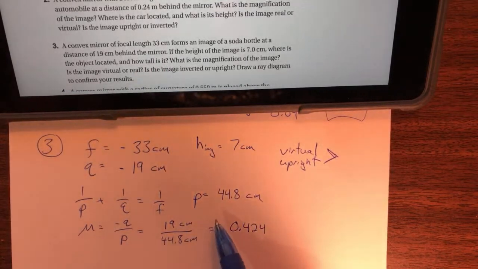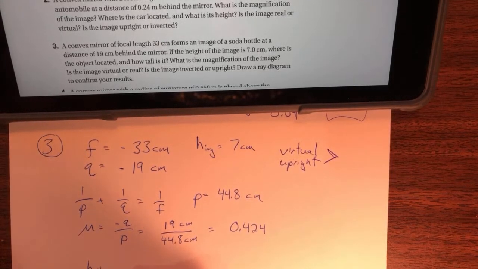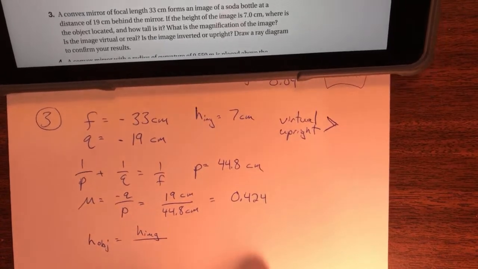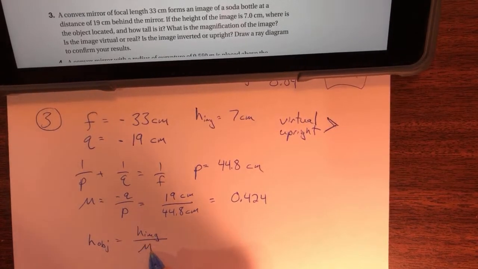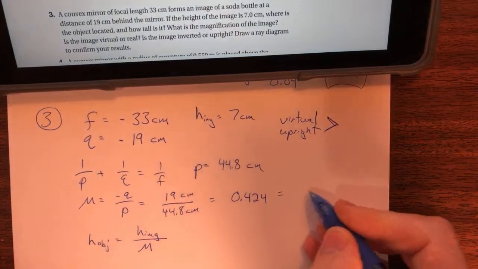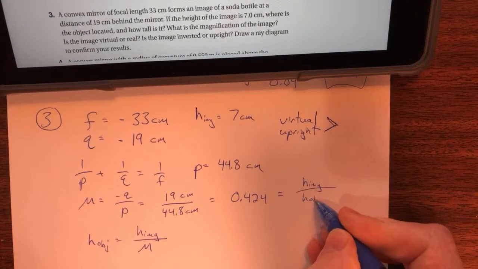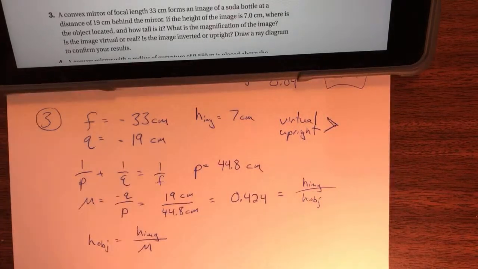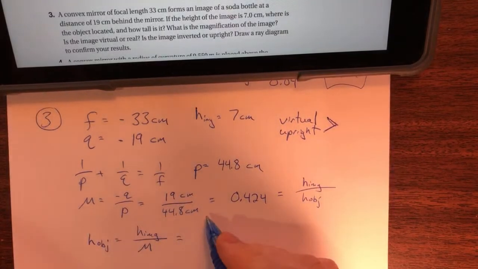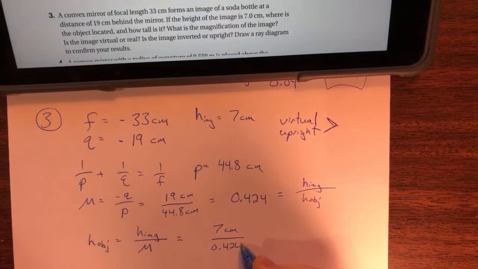Okay, so if we want to know what the object height is, once again, your object height is going to be your image height divided by magnification. We figured that out last time, right? Because the magnification equals your image height over object height, and we can literally just take those two numbers and flip them. So that is therefore 7 centimeters over 0.424.